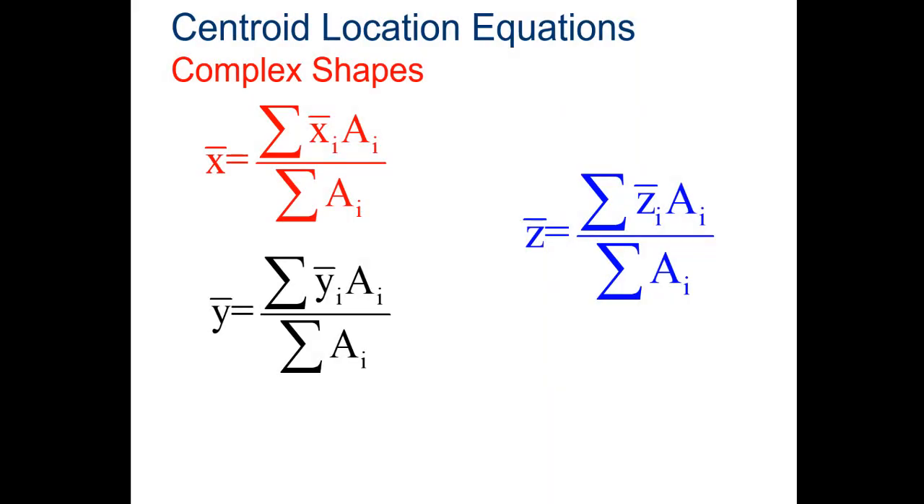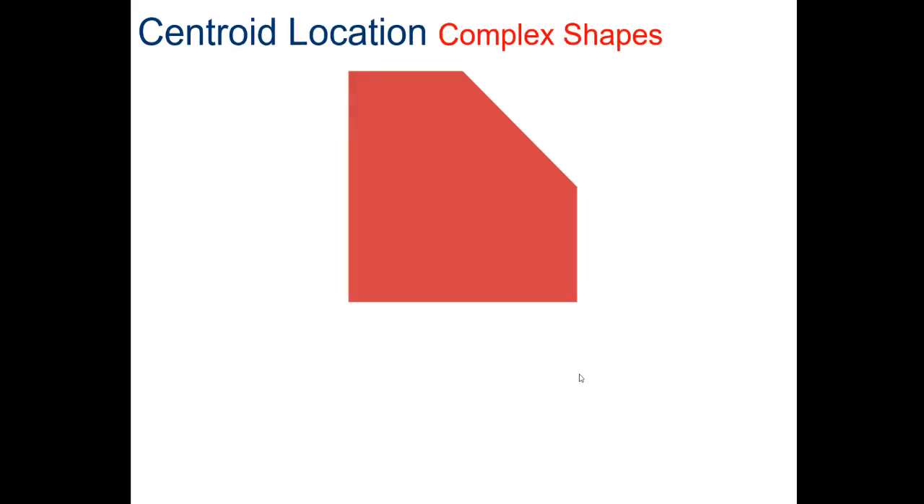Hi POE. So previously in our video we learned how to do centroids for basic shapes, so for semicircles, squares, rectangles, and right triangles. But what happens when we have shapes that are complex, meaning maybe they look like this?